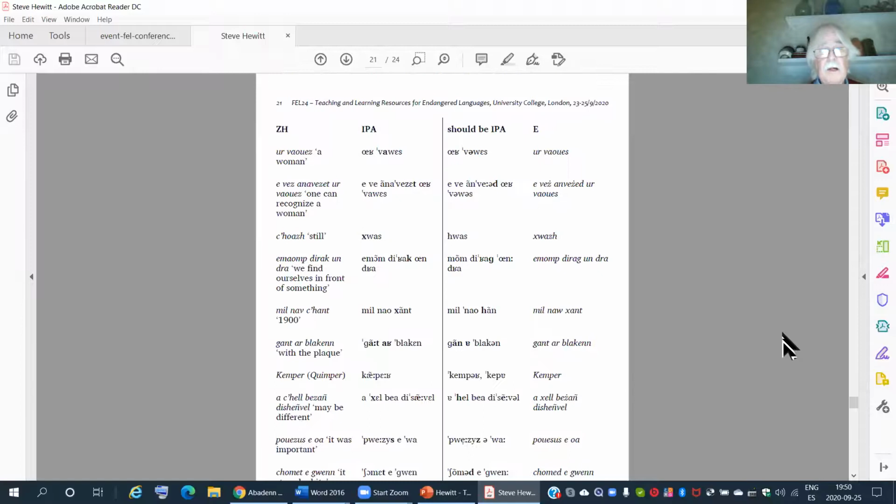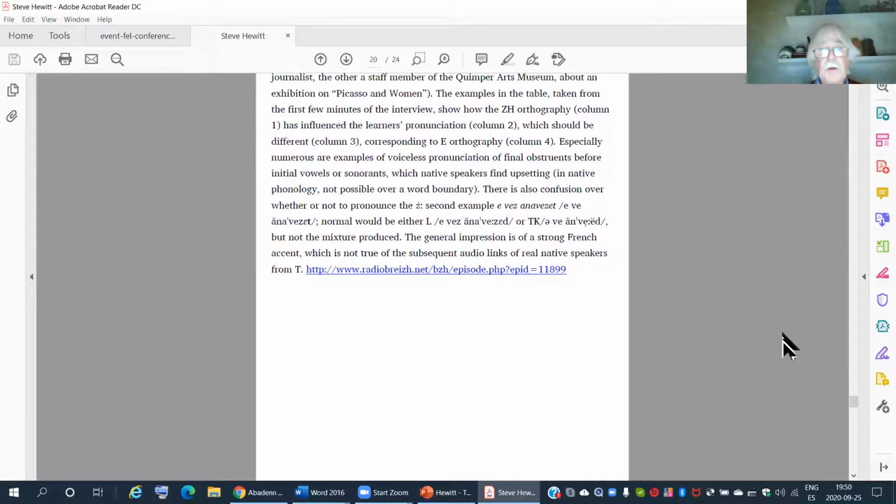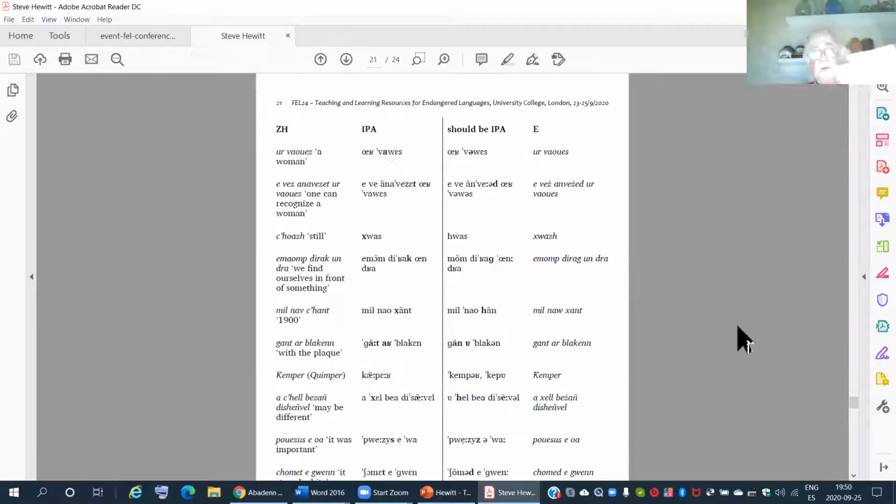Okay, so a sample of learners' Breton, which we'll listen to in a second, clearly influenced by the ZH orthography. I won't go through all of this, but you can go through it. One of the problems is that the ZH orthography often suggests voiceless stops at the end of words, which is impossible in spoken Breton. So that means that native speakers don't even recognize where the word boundaries are.